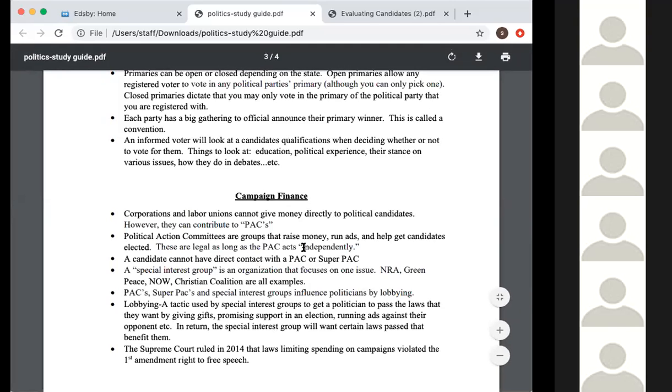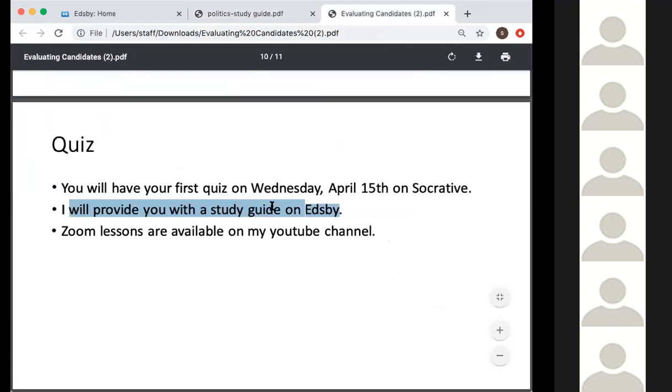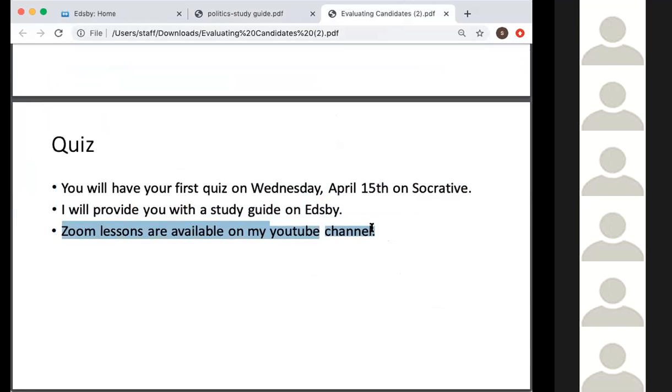Again, the second that we're off of Zoom today, I will post this onto Edsby for you, as well as some other information that you're going to need. Again, that test will be on Wednesday, April 15th on Socrative. I'm also going to post links to all the different Zooms in case you've missed one. Going back and looking at those will help you quite a bit. Any questions about any of that we just talked about?